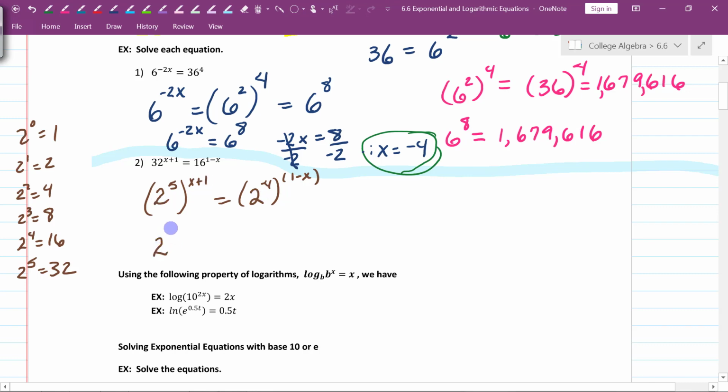This could be rewritten as 2 to the 5th times x plus 1, because I'm going to multiply my exponents, because it's one exponent raised to the other, so it's multiplication, is equal to 2 to the 4th times 1 minus x. Again, because it's raised to an exponent, we multiply the two exponents together. I have the same base, they're equal, therefore I know this exponent must equal this exponent.